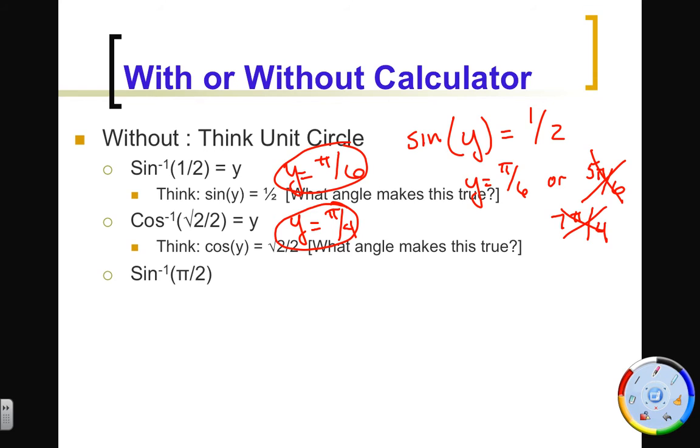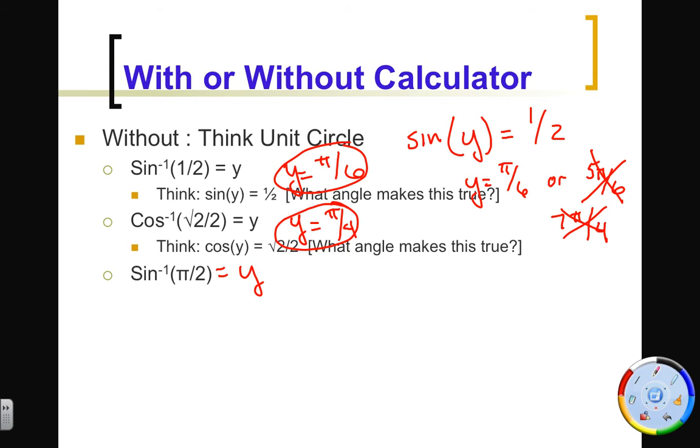What about sine inverse of pi halves? Notice I didn't put a y here, but I should have. Now this one's tricky because some people are just going to say, oh, I can just plug this into my calculator. Go ahead, but see what happens. If you plug this into your calculator, you should get an error.